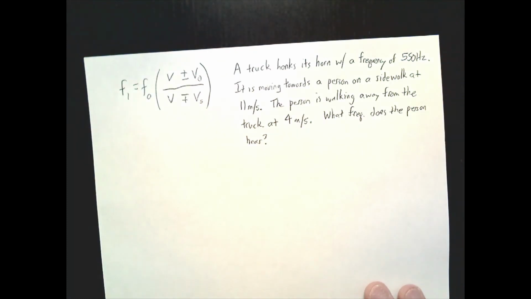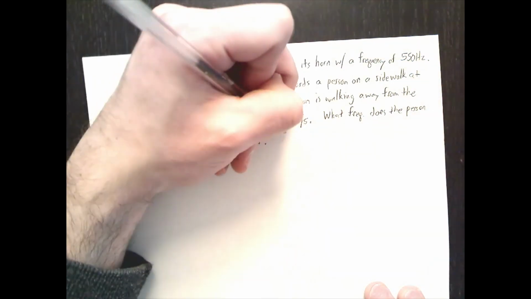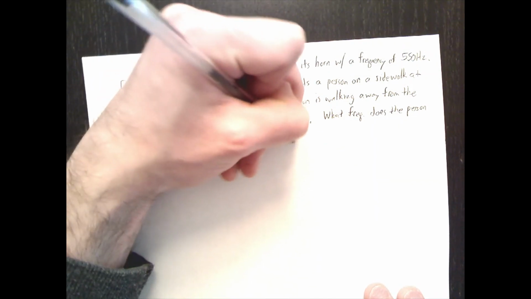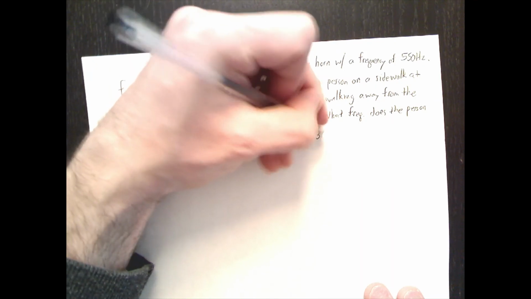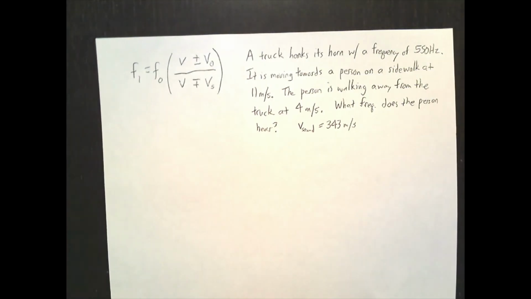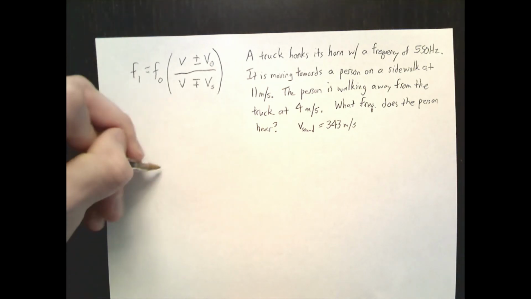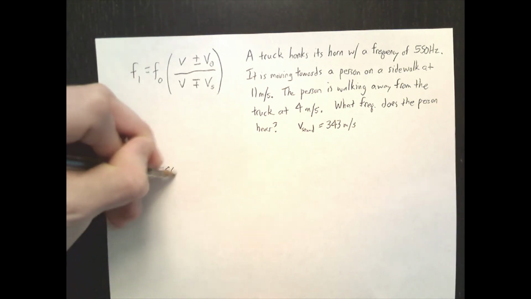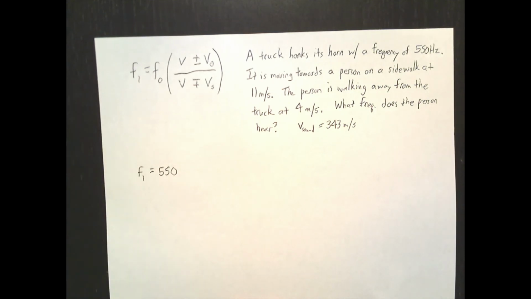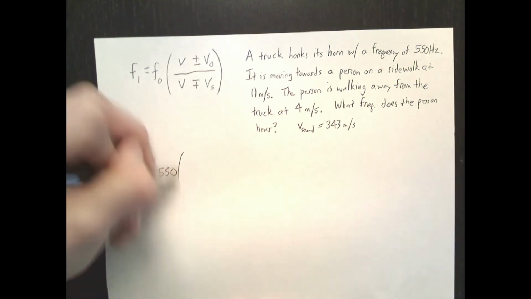We'll assume that this is a nice, balmy spring day where the outside temperature is about room temperature, and so V sound is equal to 343 meters per second. So we're going to set up this equation. Our original frequency is 550 hertz. We're trying to find the shifted frequency F1 that the person hears.